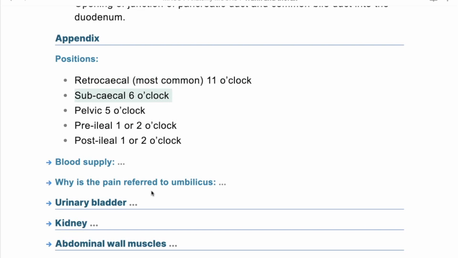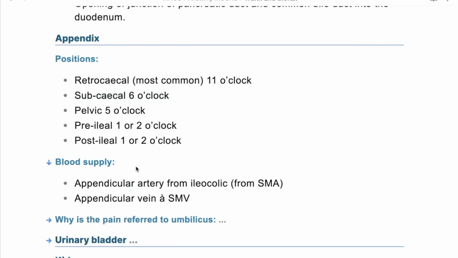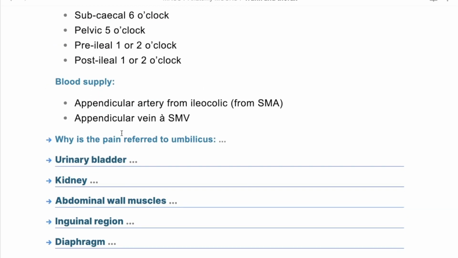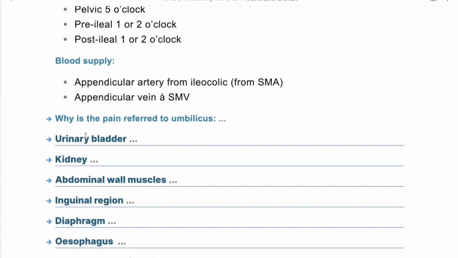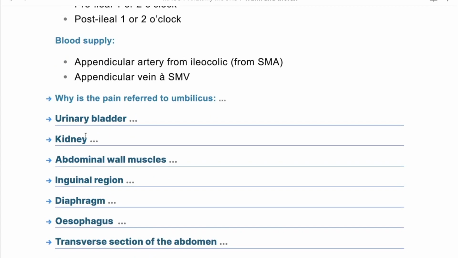What is the blood supply for the appendix? The blood supply is the appendicular artery, which is a branch of the ileocolic artery, which is a branch of the superior mesenteric artery, and the venous drainage is from the appendicular vein, which is a branch of the superior mesenteric vein. Well done. It's not a branch; it drains into the superior mesenteric vein. Sorry. Yeah.